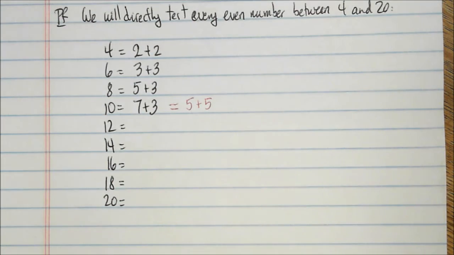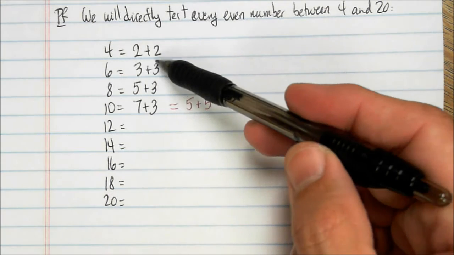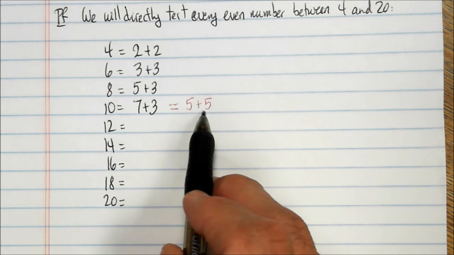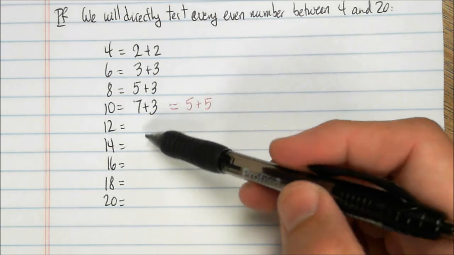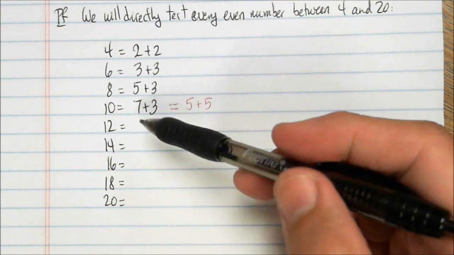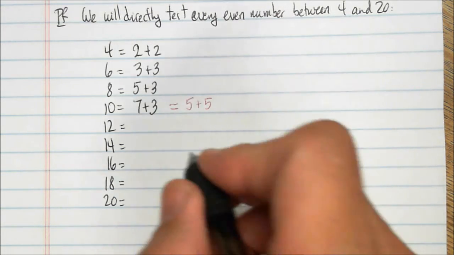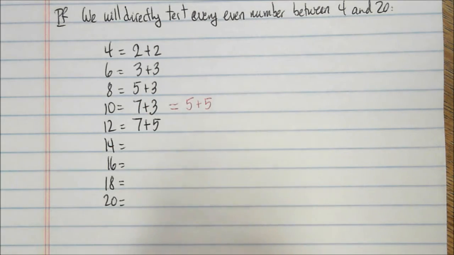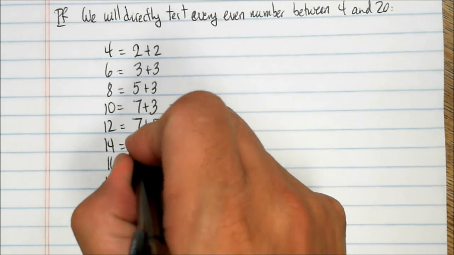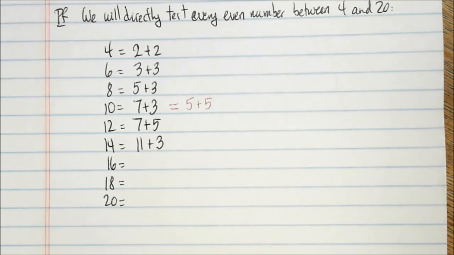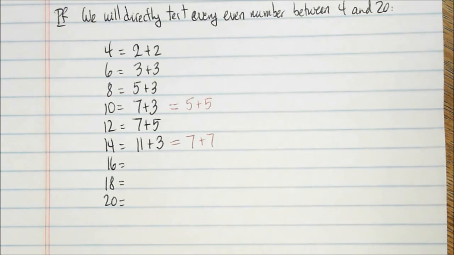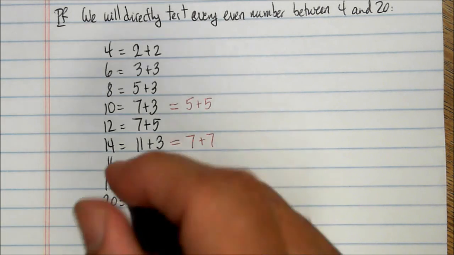Now I kind of switch colors just for emphasis. The proof only asks us to write it one way. So the stuff in red here is strictly optional. We only have to write it one way as the sum of two prime numbers. But 10 actually could be done a couple of ways. 12 can be written as 7 plus 5. 14 can be written as 11 plus 3. It also could be written as 7 plus 7. So there's a couple ways that could be done.